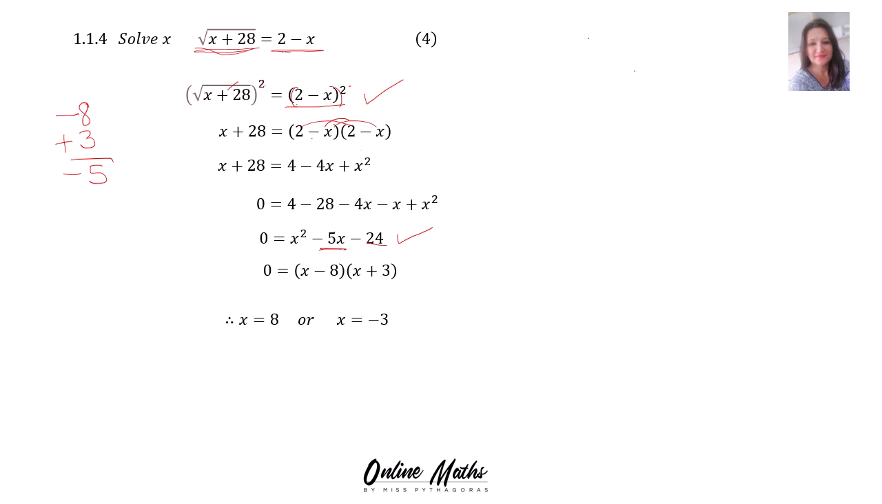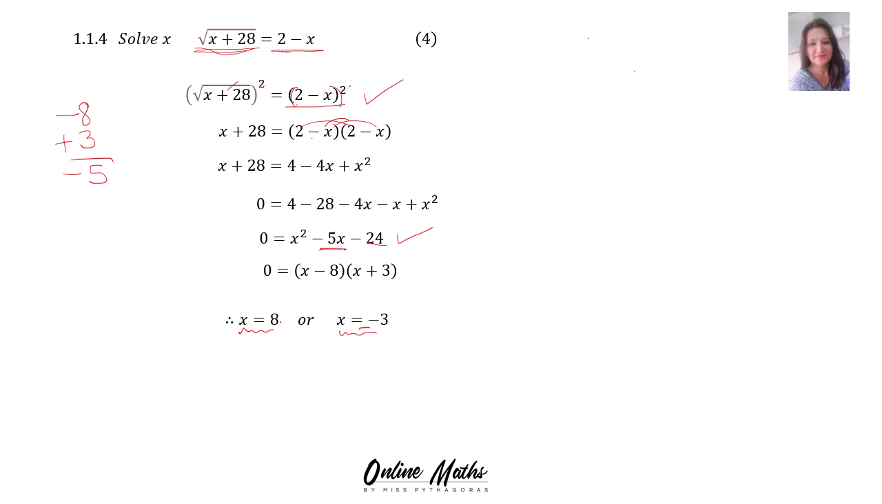But when you are dealing with an equation that contains a surd, you have to test your answers for validity. And what does that mean? That means you take 8 and you're going to sub it into the left-hand side and the right-hand side. And if it yields the same answer, then it's valid. And you will also take x is -3 and substitute it into the left and the right-hand side. If you get the same answer, it's valid.